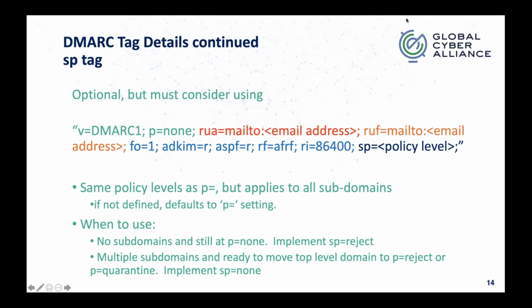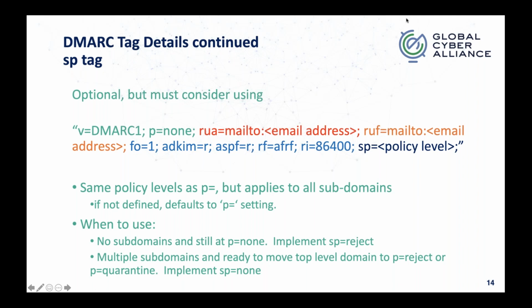It could also be the other way around, where you have multiple subdomains that are actually used for email purposes, but you're ready to move up for your top level domain. You're ready to go to p equals reject or p equals quarantine. So what do you do then? Because if you put in p equals reject, all your subdomains are impacted by reject, and they don't even have an SPF policy or DKIM records in place. So things are going to break for them. So that's why you implement sp equals none.